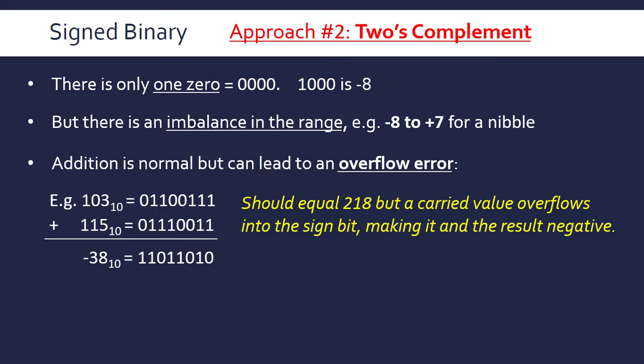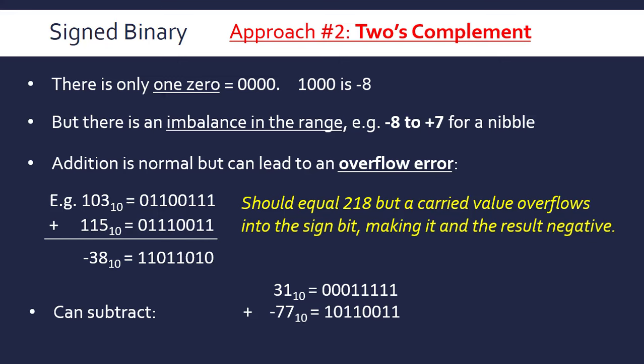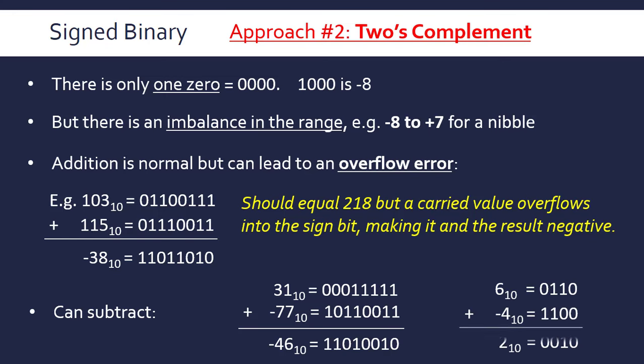And of course you can add negative numbers, so you can subtract using 2's complement. So like 31 plus negative 77 is 31 minus 77, and you get the correct answer. And similarly 6 minus 4 is 2, and you get the correct answer as well. So this is where 2's complement is quite flexible.